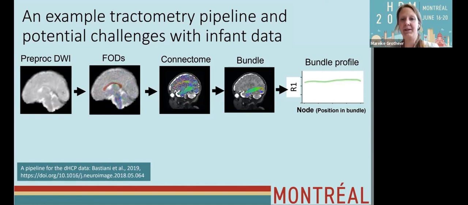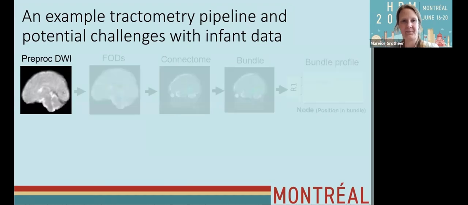We're going to go over each step in detail, but overall, you would first pre-process the diffusion data, then you would generate fiber orientation density functions, or FODs, and once you have those, you can generate a whole brain connectome, which you can then delineate into individual bundles. And finally, you can plot your microstructure measure of interest along the length of the bundle.